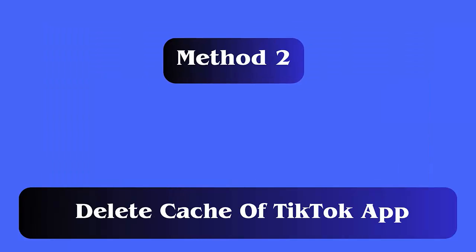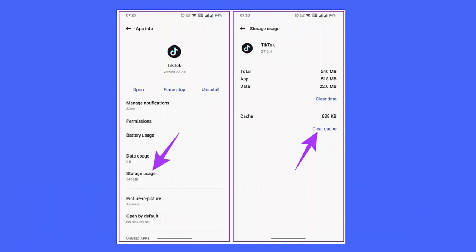Method 2. Delete cache of TikTok app. Follow the steps. First, open settings on your phone. Now, click on apps, find TikTok from the apps list. Here, choose storage and cache. Finally, click on the clear cache option. Then check if the error is fixed.